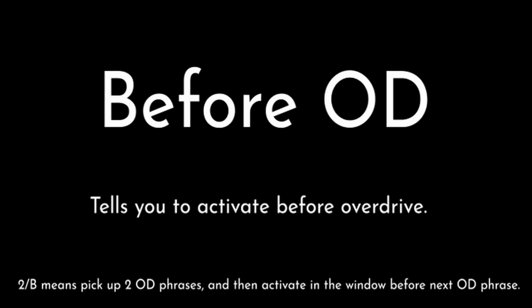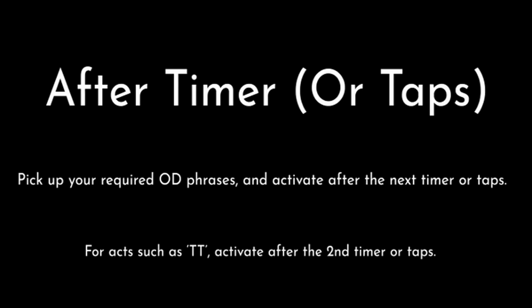For example, 2/B means pick up 2 overdrive phrases and activate at the next window just before the next overdrive phrase. T means after timer or taps. There's not much to say here, just pick up your overdrive phrases and activate in the window after the next timer or taps. If you see 2 T's next to each other, like TT, wait past 2 taps or timers and then activate in that window.